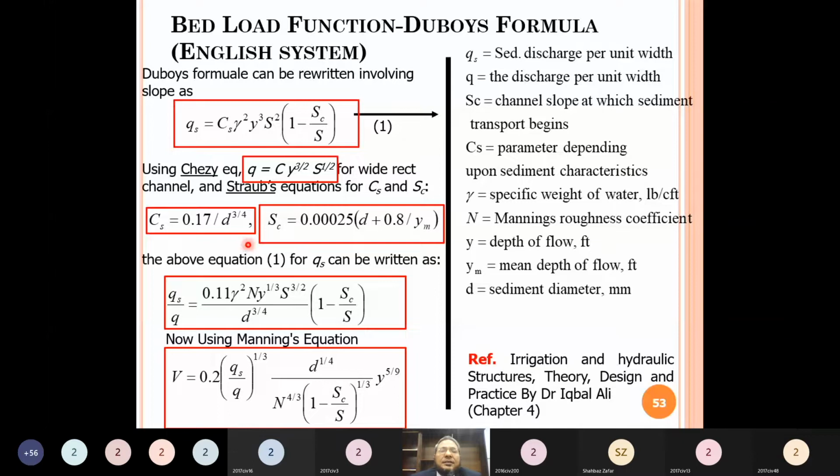So the above equation 1 we can rewrite like this, Qs over Q, because we have the Qs, we have the Q, so dividing this equation by this, you will get this expression. So what is Qs over Q, by the way? Who will tell me?